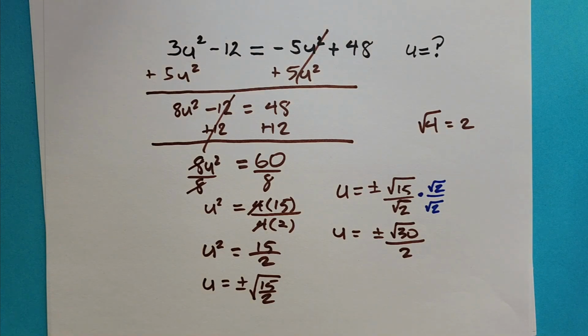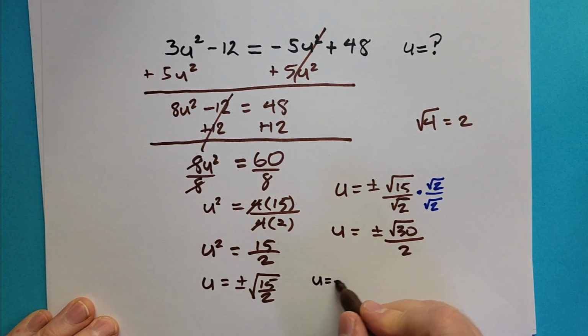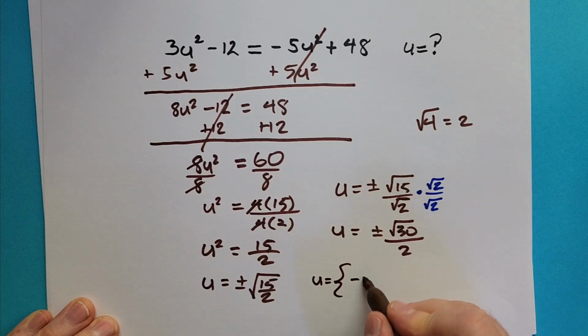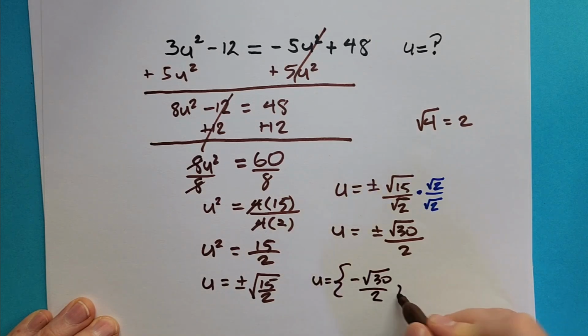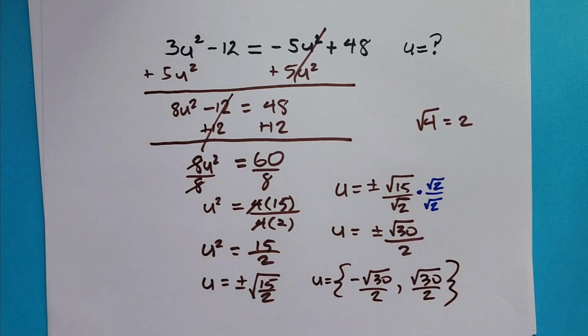I'm not going to go to the decimal approximation on this one, but I'm going to go ahead and write it out as a solution set. So u would be equal to the negative of the square root of 30 over 2, and then the positive version of that. And there's the 2 roots to our equation.